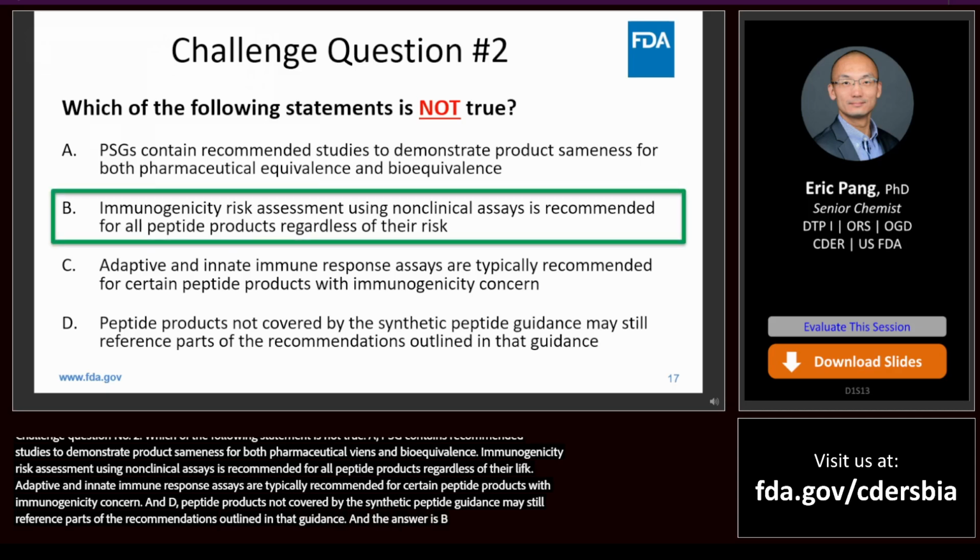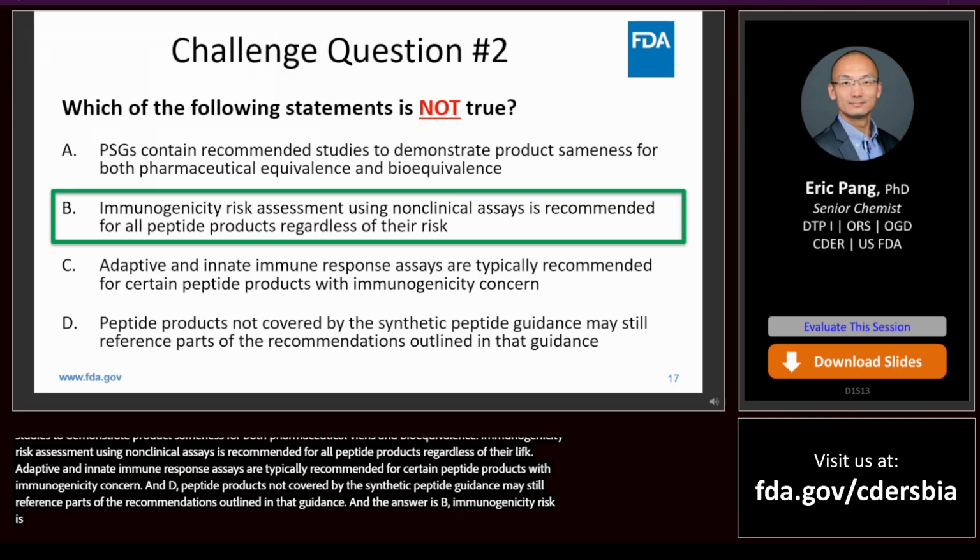Immunogenicity risk assessment using non-clinical assays is not recommended for all peptide products. It depends on the risk of the peptide product.